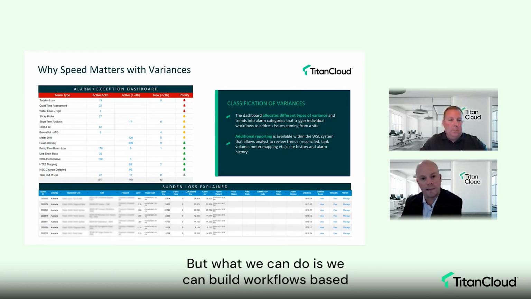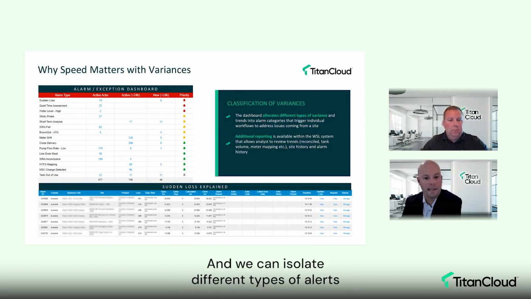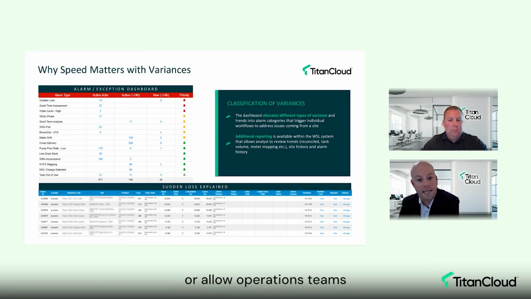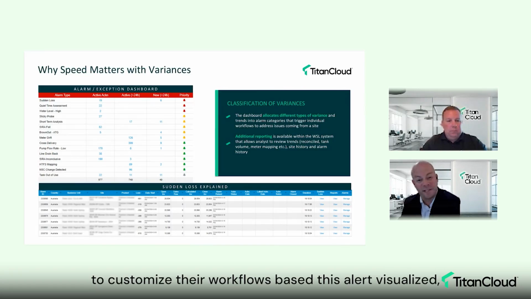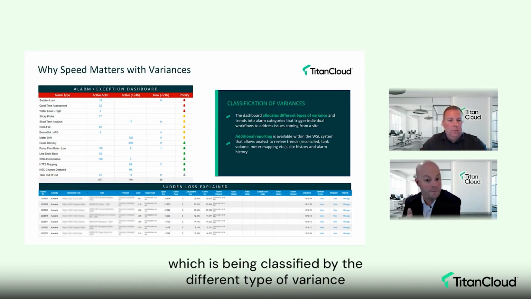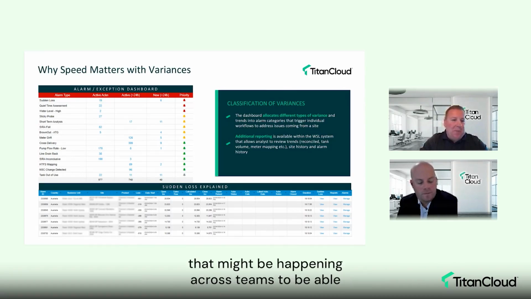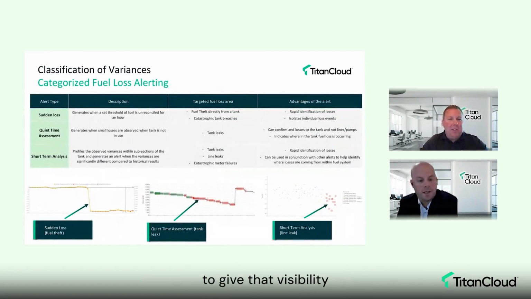But what we can do is build workflows based around each different type of alert. So think of these like ATG alarms, but they are IP derived alarms that are using reconciled data. And we can isolate different types of alerts to different fuel systems that will allow clients or operations teams to customize their workflows based on the type of alert that's being visualized, which is being classified by the different type of variance that we're observing at site. Yeah, great point, right? Everybody works in the same platform. You're breaking down silos that might be happening across teams to be able to give that visibility.